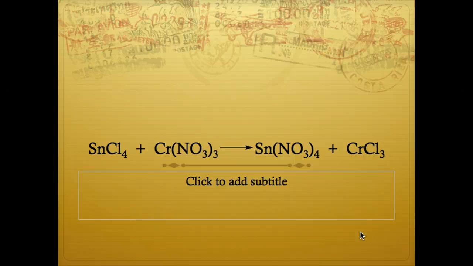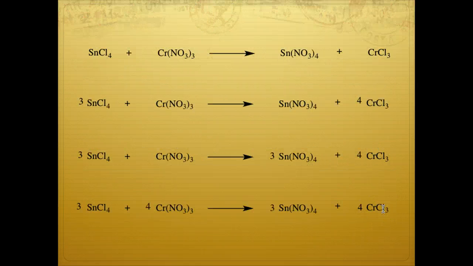And here is an equation. Polyatomic ion right here, this nitrate. Looking at it, you can tell that NO3, there's 3 of them on the left, there's 4 on the right. So let's begin balancing this equation using this series. Sn and Cr balance, 1 Sn, 1 Sn, 1 Cr, 1 Cr. So let's balance the chlorides first.